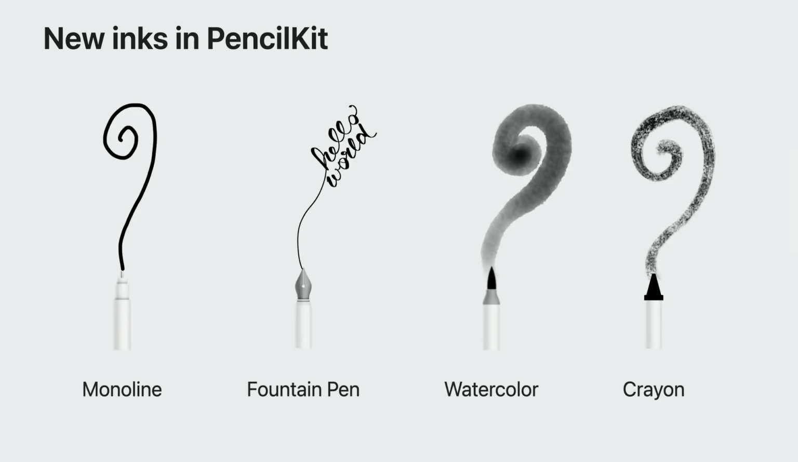In iOS 17, PencilKit becomes even more expressive and introduces new inks. The monoline pen is great for detail, giving you a consistent sized width. The fountain pen mimics calligraphy with thick downstrokes and thin upstrokes. Watercolor allows for beautiful strokes and expressivity. And crayon is a fun addition.